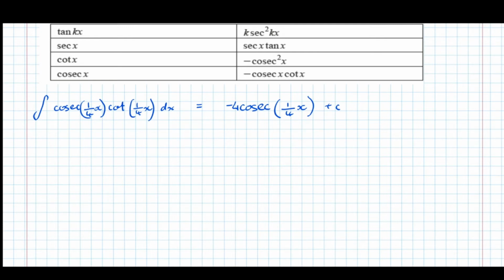Let's try another one. So let's do the integral of cosec squared of 12x dx. So again, looking at our table of reverse differentials, and if you're AQA or OCR, you're a bit more fortunate that they give you the integrals as well. But we're stuck with this for now. We'll use the OCR one. So the integral of cosec squared is minus cot.